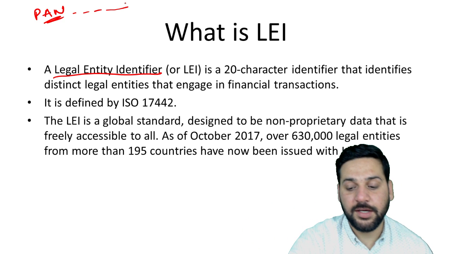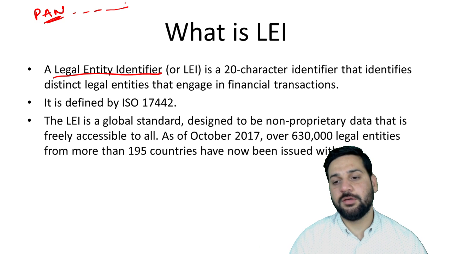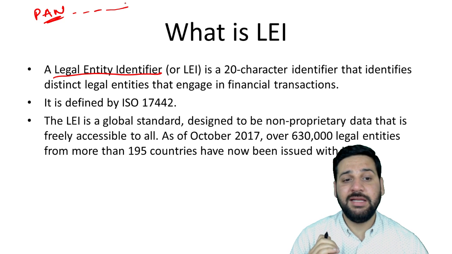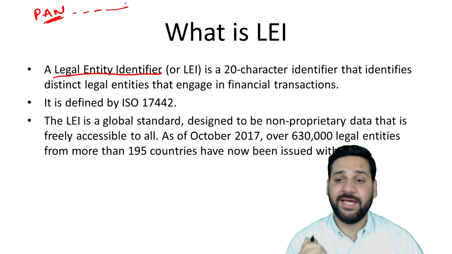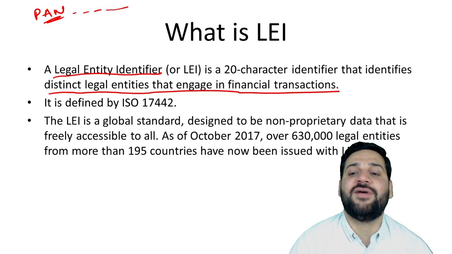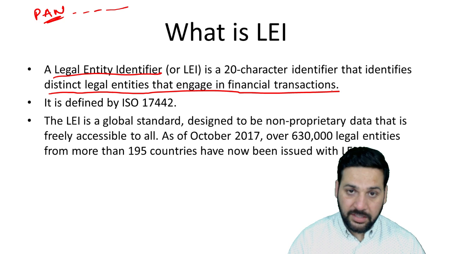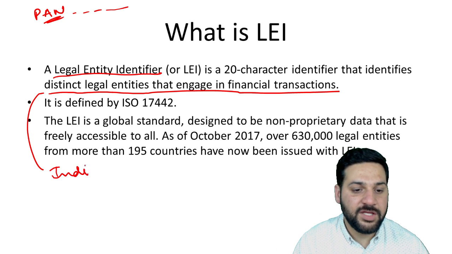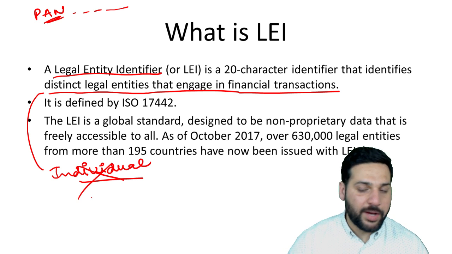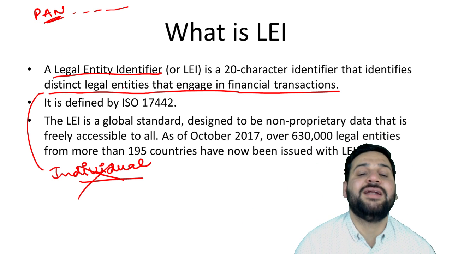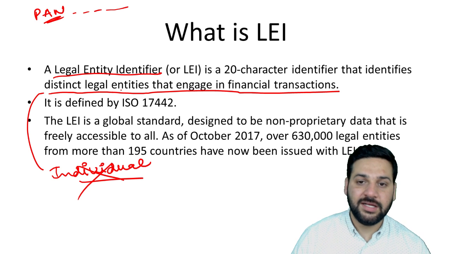So if you are doing certain transactions which are regulated by RBI, you need to get a legal entity identifier, which is a 20 character identifier that identifies distinct legal entities that engage in financial transactions. Right? Individuals do not need to get it. An individual is not required to get an LEI, right? It only identifies the distinct legal entity. For example, the companies, they need to get the LEI.